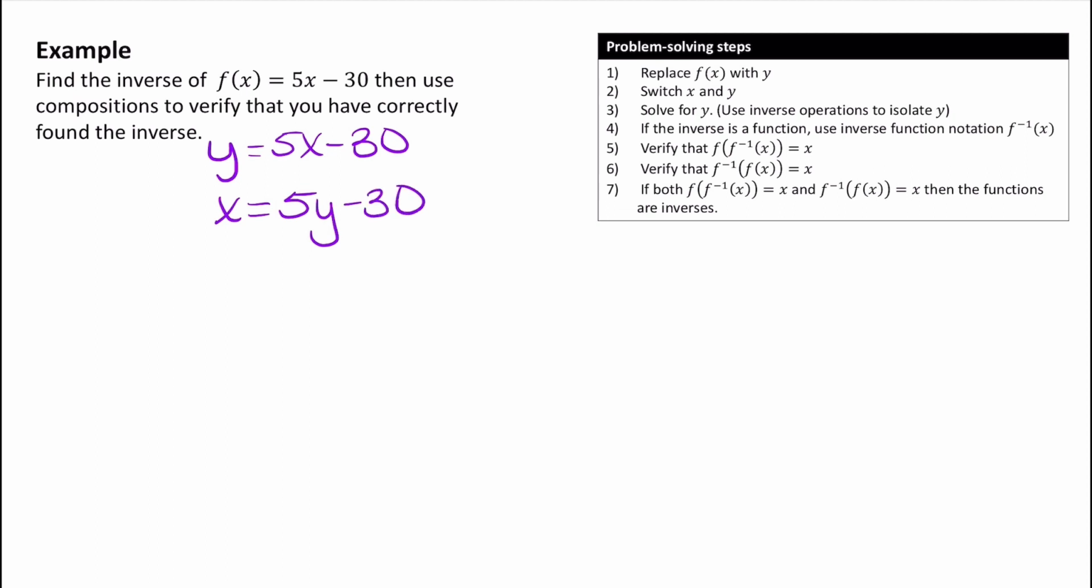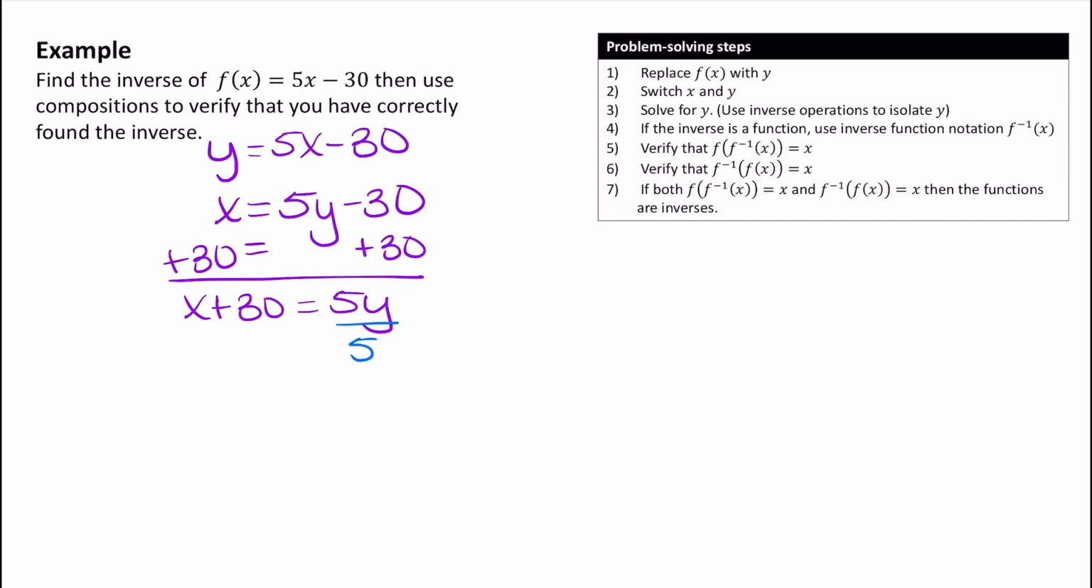Well, I'm going to work my way from the outside in until I get to y. So I'm going to start off by adding 30 to both sides. Okay, so I add 30 to both sides, and that gives me x plus 30 equals 5y. And so now to solve for y, I'm going to divide everything in this equation by 5. Okay, and remember when I divide by 5 that x has a coefficient of 1. That's just not written, so I'm going to add that in. And so that's going to give me 1/5 x plus 30 divided by 5, which is 6. And that's equal to y.